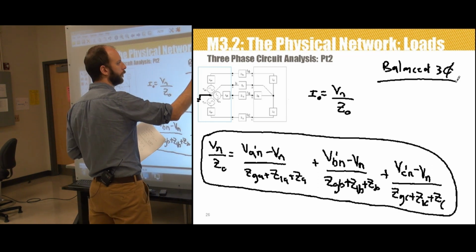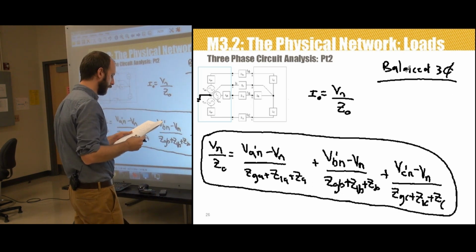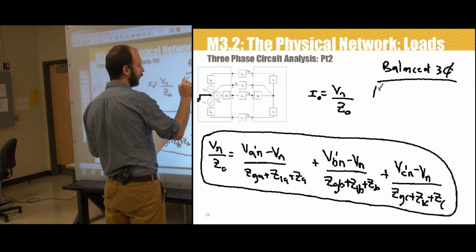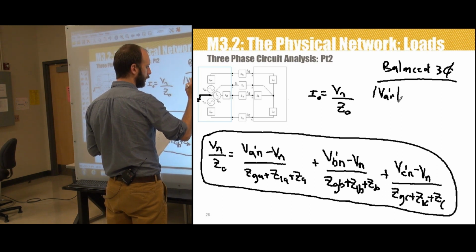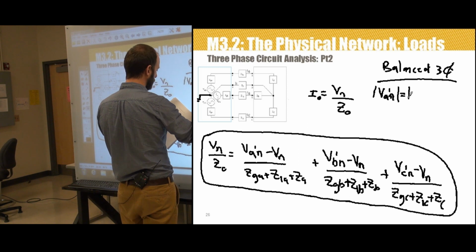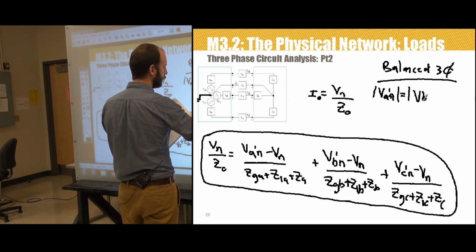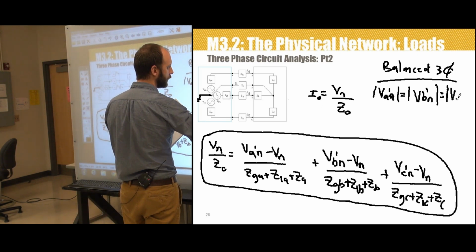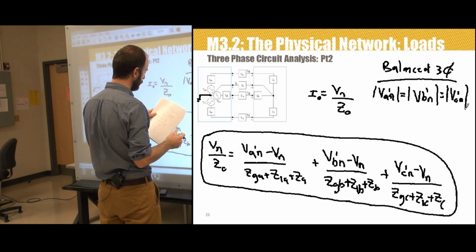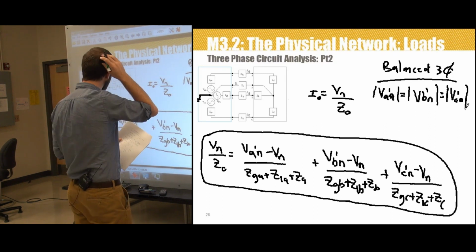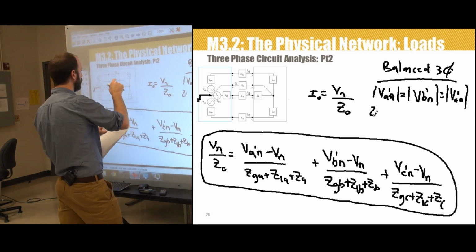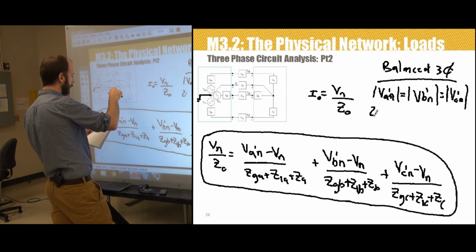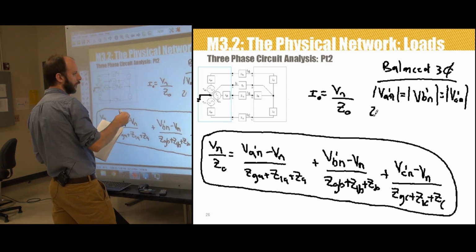So that says balanced 3-phase. The magnitude of VA prime N is equal to the magnitude of VB prime N, and that's equal to the magnitude of VC prime N. We're going to say the impedances are all the same in the generator, in the wires, and in the load.